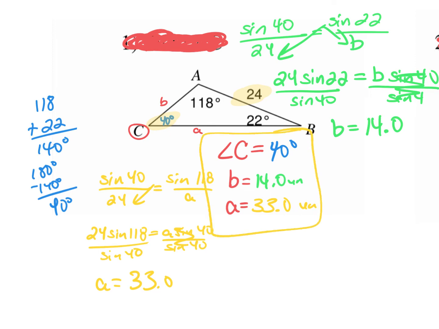And again, tomorrow we're going to talk about something called the ambiguous case. That is when we have to check to see if there is a second triangle present. That cannot happen if they already give you two angles, but we'll talk about that a little more.